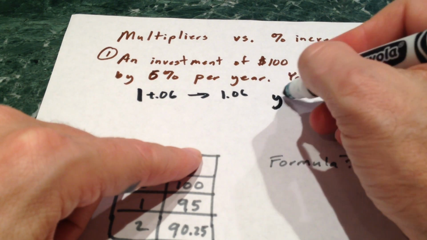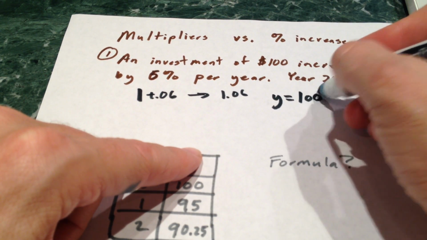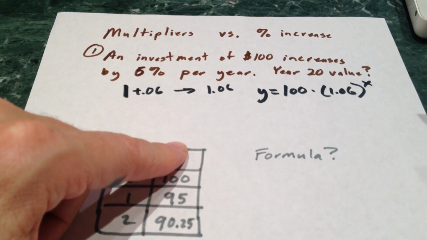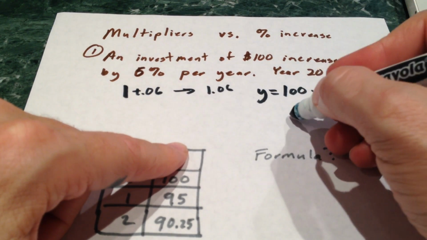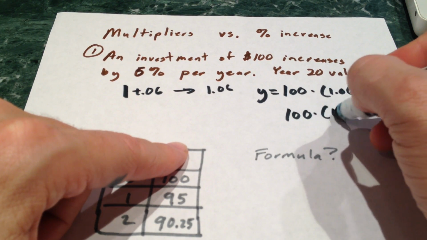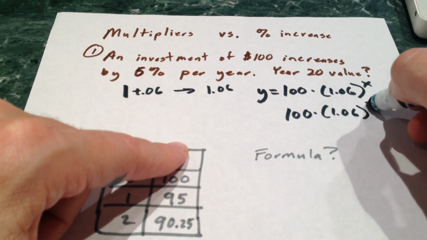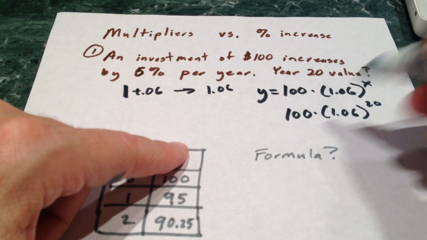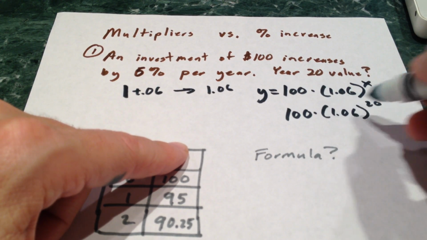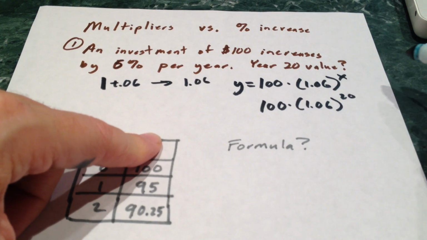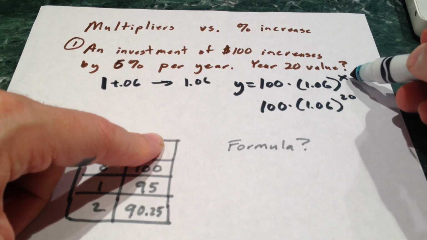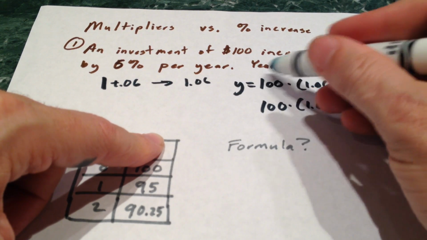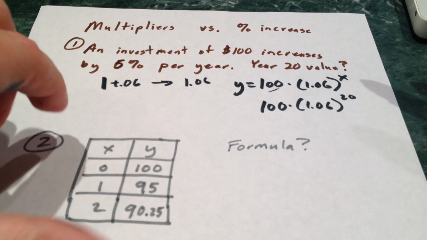So my formula is y equals whatever I started with times my multiplier raised to the x. And so I can very easily take my calculator and plug in 100 times 1.06 to the 20th. And that has the exact same effect as me taking the 100 and multiplying times 1.06 times 1.06 times 1.06 and going all the way down. And notice also at year 0, or at time 0, that's going to go to 1 because anything to the 0 is 1, and so that's my initial amount, and that completely makes sense.